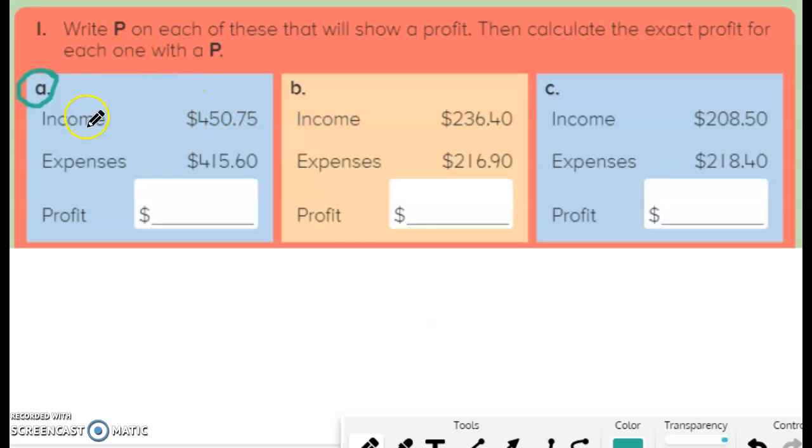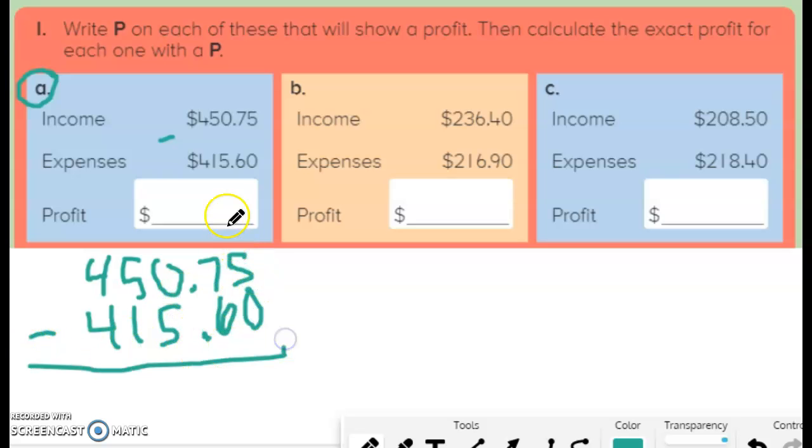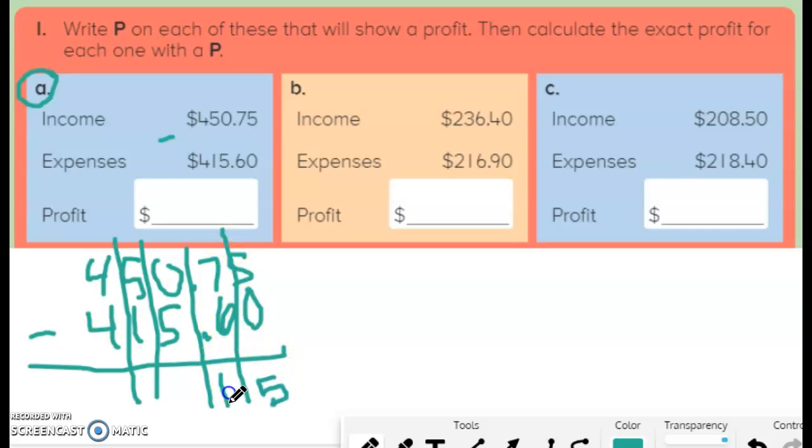Okay, so remember, our income was $450 and we spent $415.60. So I have to subtract those. So I'm going to do that right here, $450.75 minus $415.60. I'm going to separate my place values. 5 minus 0 is 5. 7 minus 6 is 1.